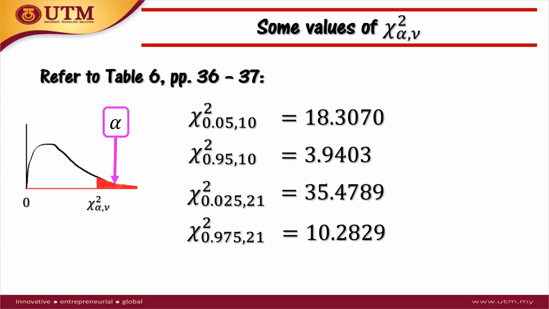The larger the alpha value, the closer the chi-squared alpha nu is to 0. On the other hand, the smaller the alpha value, it implies that the chi-squared alpha nu will be shifted farther away from 0.